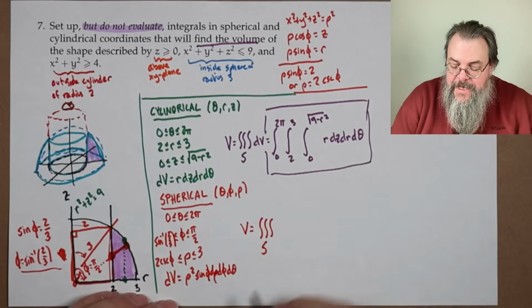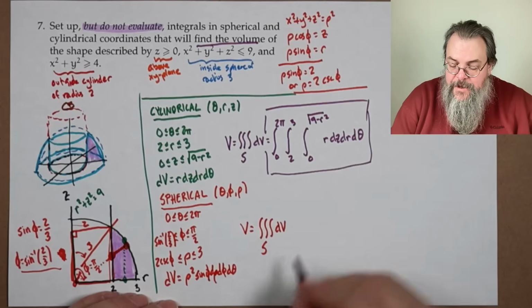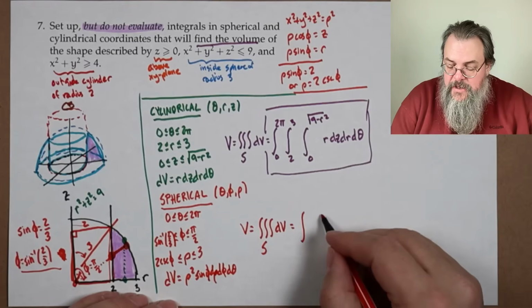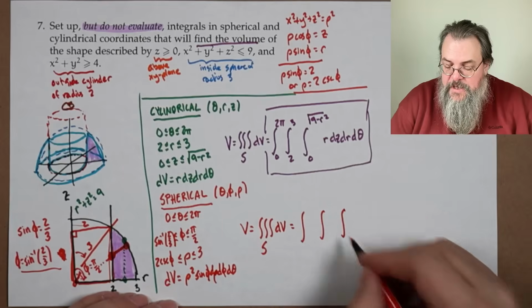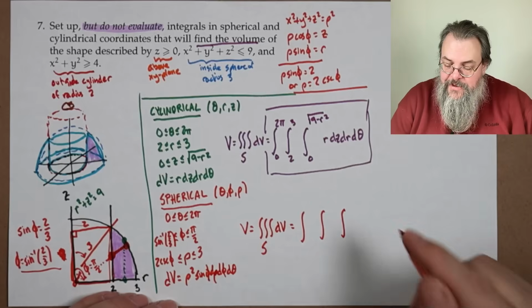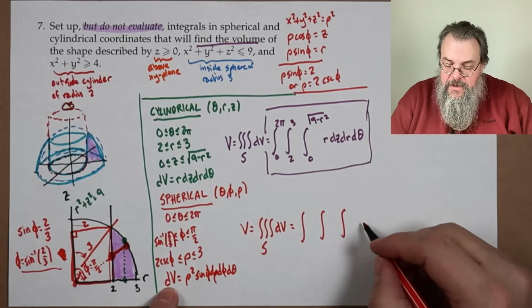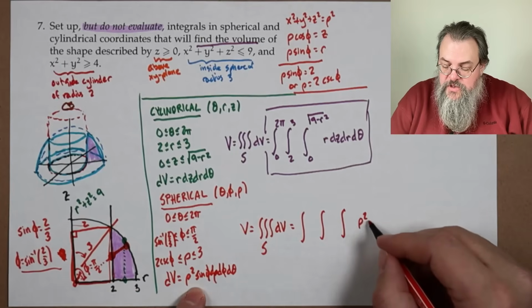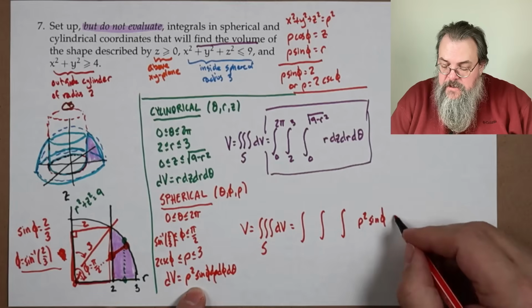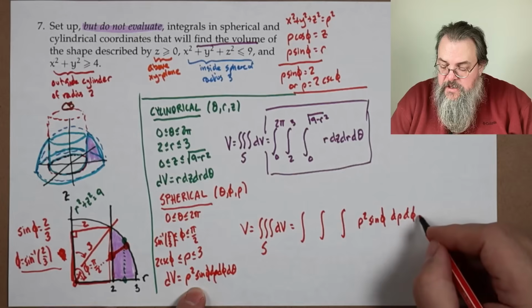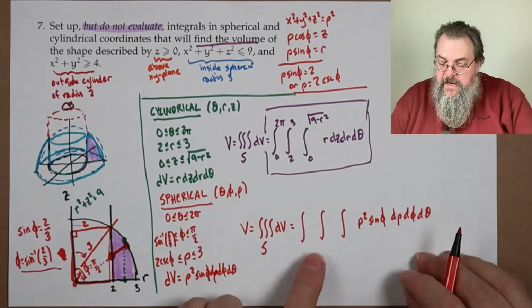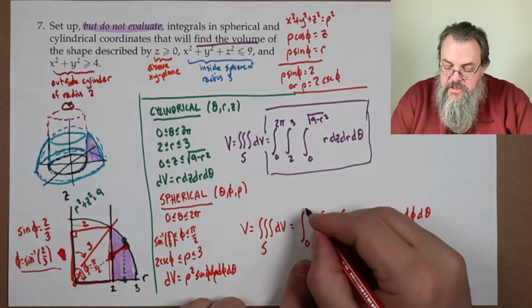All right, so we're integrating dV, that finds volume. Integral, integral, integral. We need a little bit more space because we have a little bit more complicated things to write. dV is our rho squared sine of phi d rho d phi d theta. Theta goes from 0 to 2 pi.